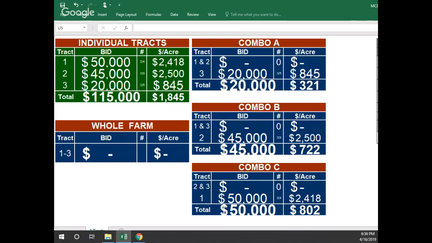Anybody interested in the entire 62 acres? Anybody give $125,000 for the whole thing? Anybody want to buy it all?